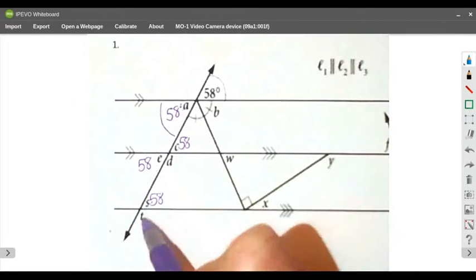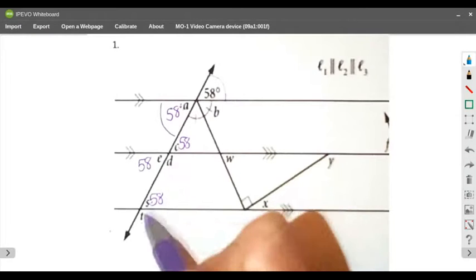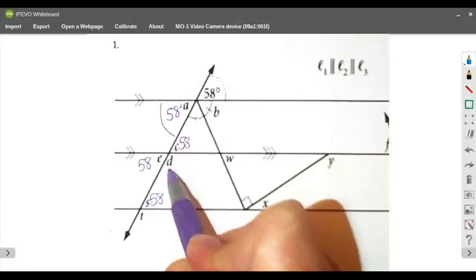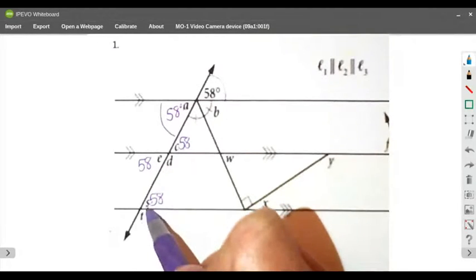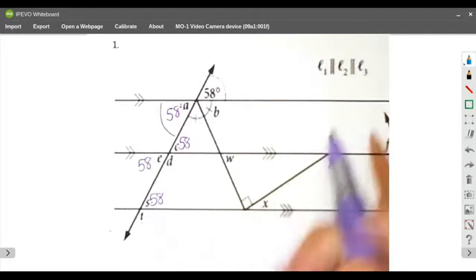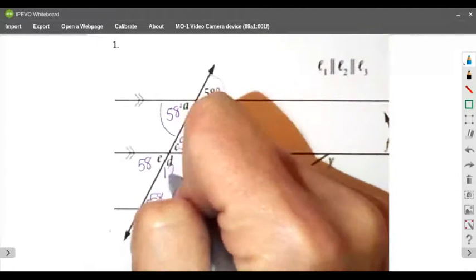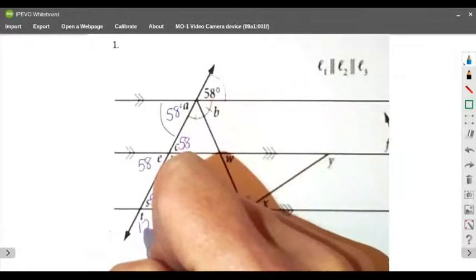Now, D and T are both going to be the same because they're corresponding to each other. Notice how C and D make a linear pair, or E and D make a linear pair, or S and T make a linear pair. Remember, linear pairs add to 180. So if we do 180 minus 58, we get 122. So D is 122 and T is 122.